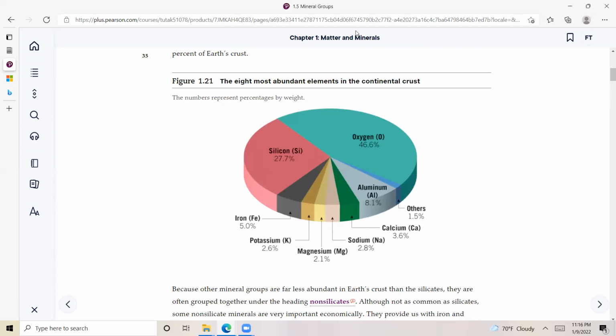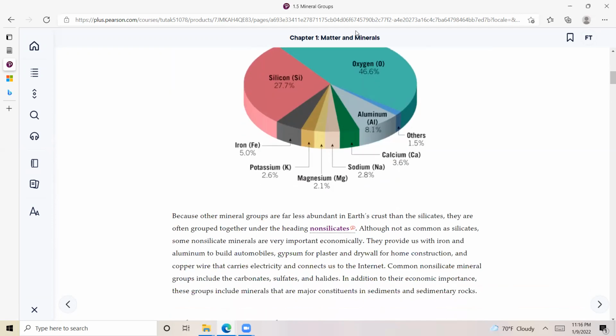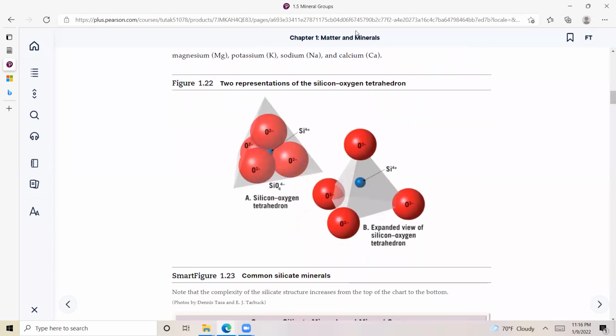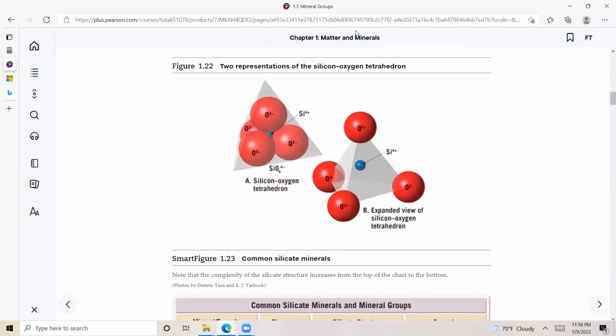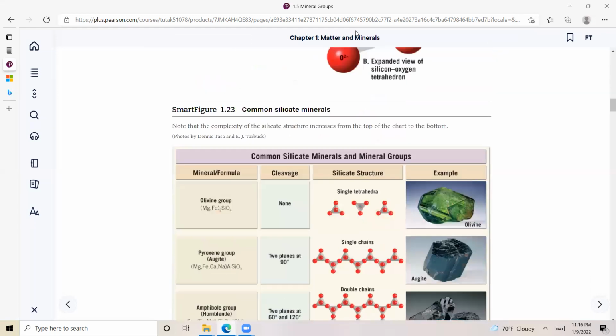I would like to introduce you here to a structural form that silicon and oxygen make up when they create their bonding. These two figures represent the silicon-oxygen tetrahedron, and that is how we identify a silicate mineral structure. These minerals will have tetrahedron structure in different forms.